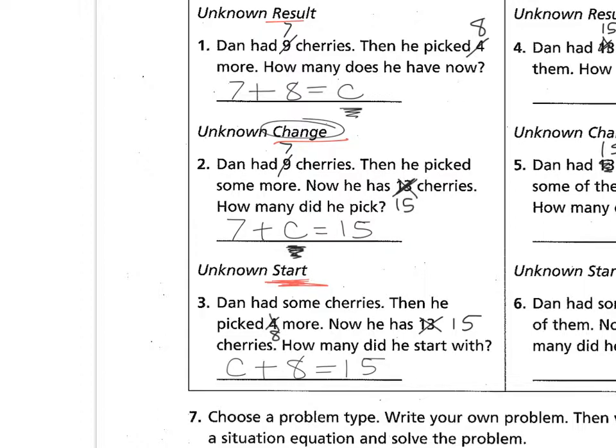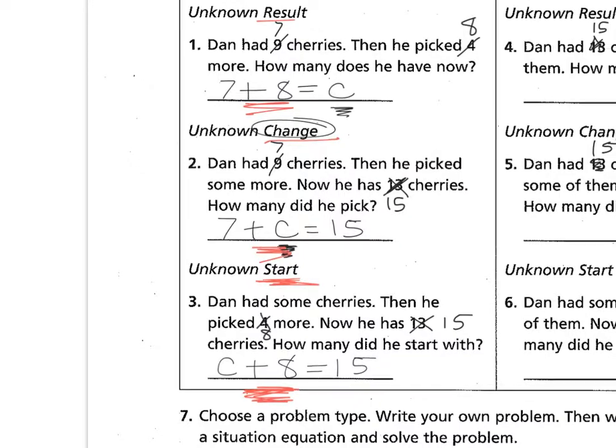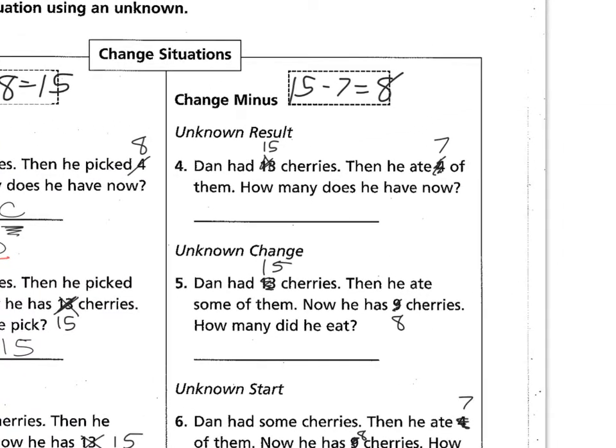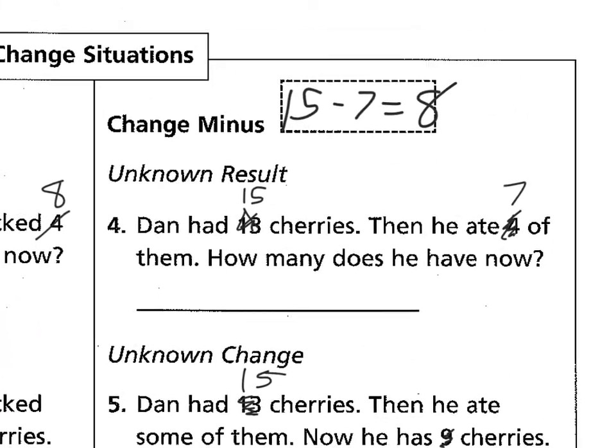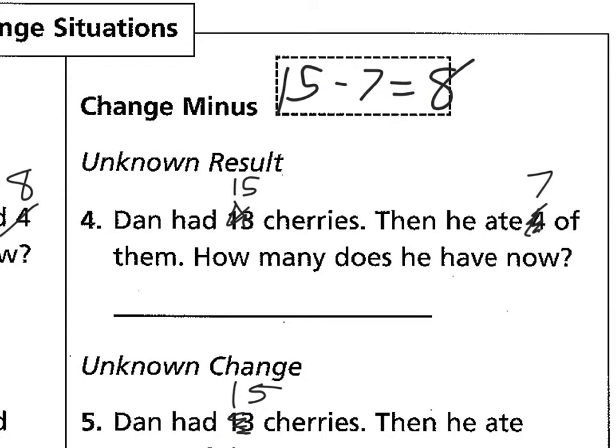All of those had me visualizing that Dan was adding more cherries. So all of these are unknown change plus, change plus. All right, we're going to switch over to change minus now. Again, I've switched the numbers so that you can practice on your own with your own equations. Just so you know ahead of time, I am going to be using the same variable C to represent cherries, the unknown number. All right, unknown result.